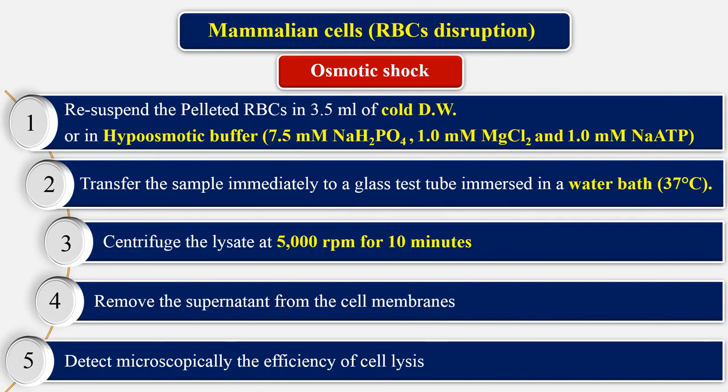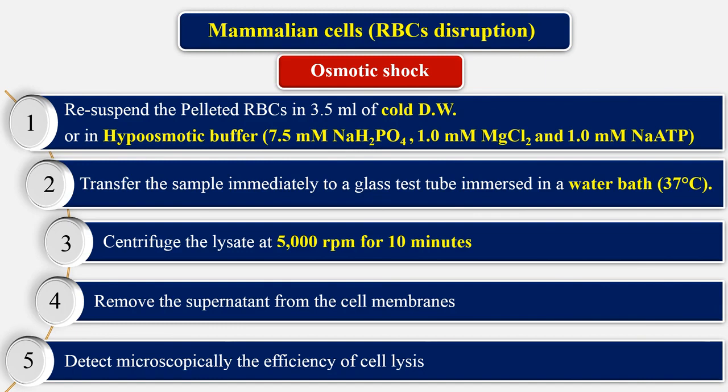Third experiment is mammalian cells, RBCs disruption, using osmotic shock. First, resuspend the pelleted RBCs in 3.5 ml of cold distilled water, or in hyposmotic buffer: 7.5 millimolar NaH2PO4, 1 millimolar MgCl2, and 1 millimolar NaATP. Transfer the sample immediately to a glass test tube immersed in a water bath at 37 degrees Celsius.